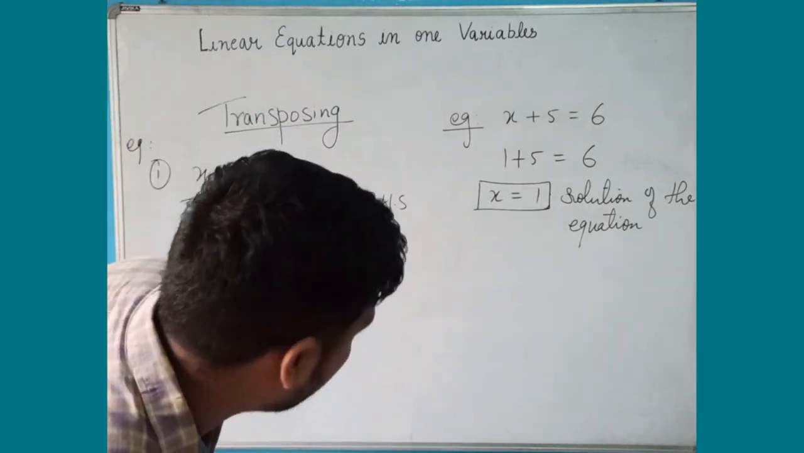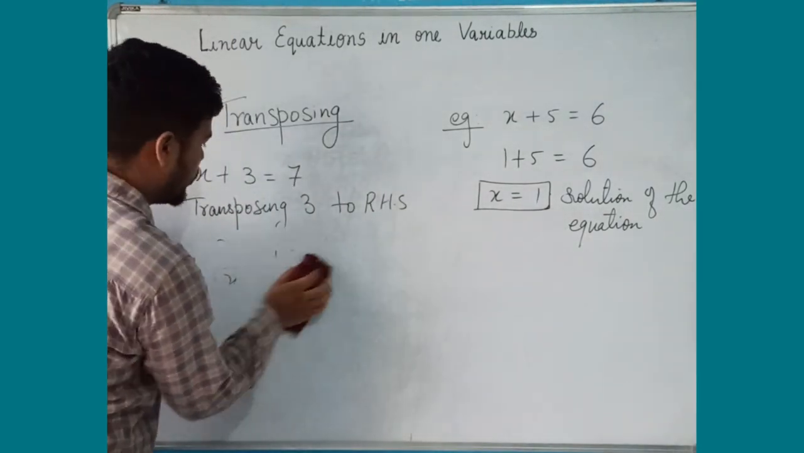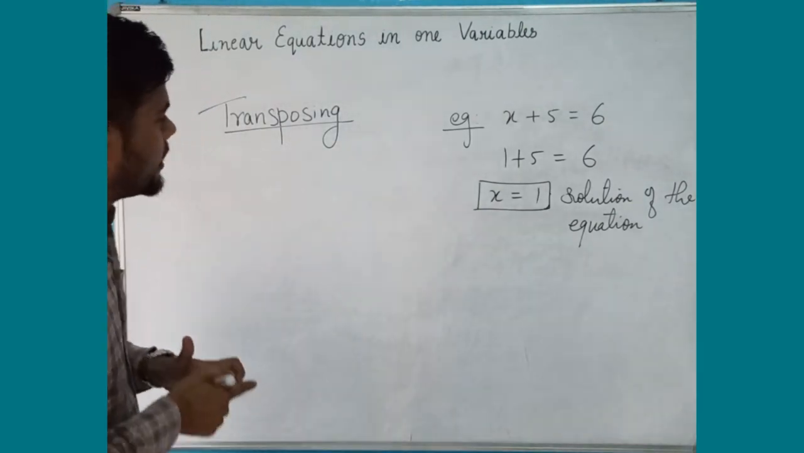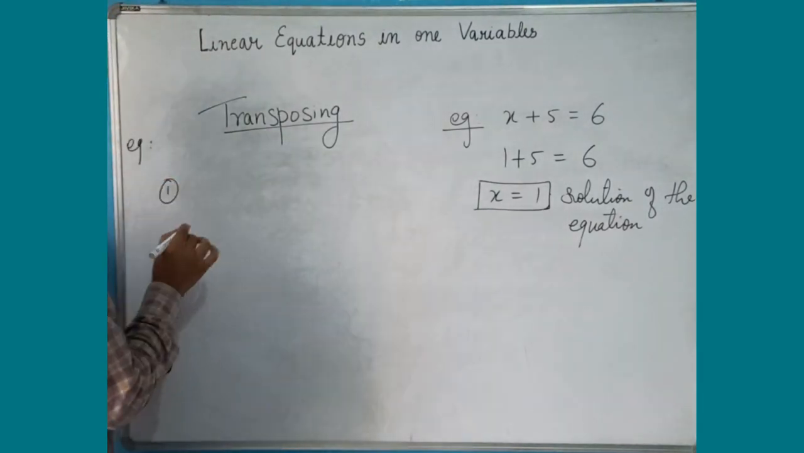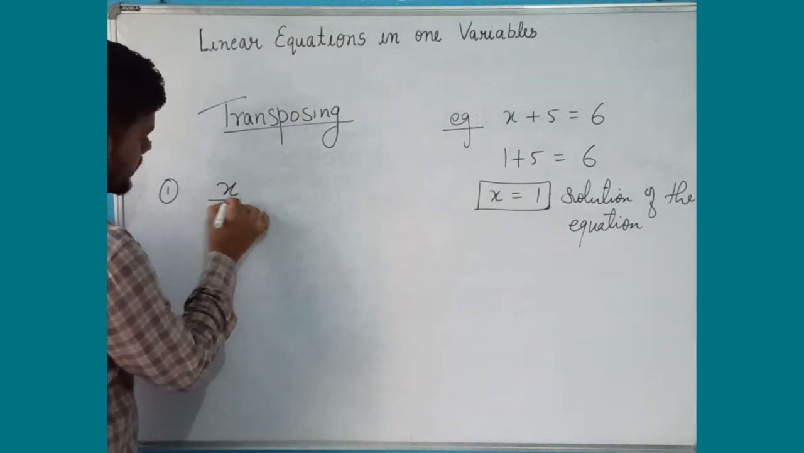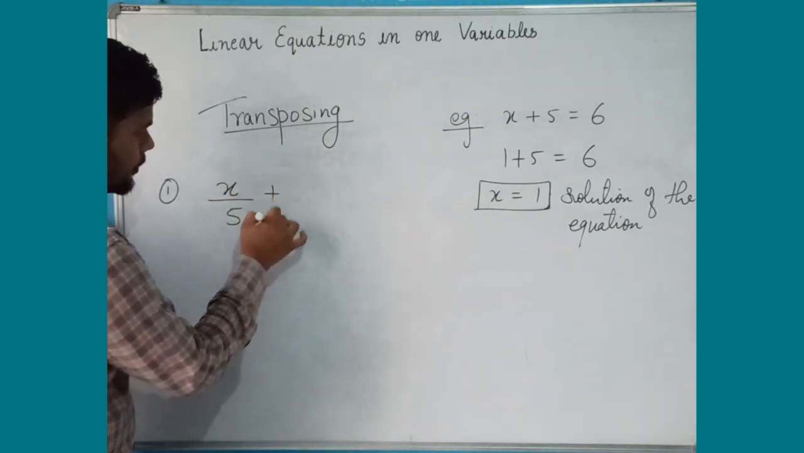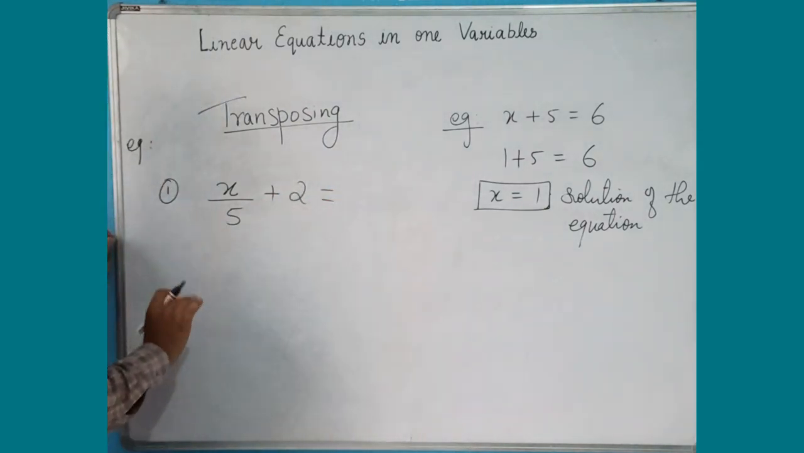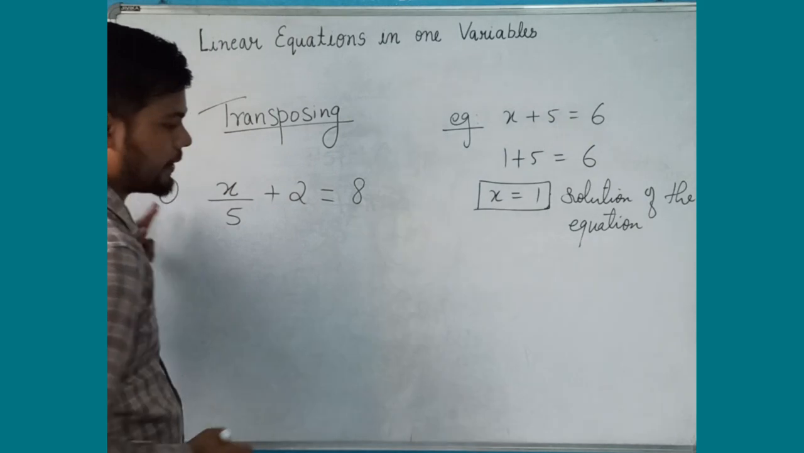Okay, so I'll be taking more examples just to show you how we are doing this transposing part. For some complicated things, like if I have something like this, x upon 5 plus 2 is equal to, let's take this example and say it is equal to 8.